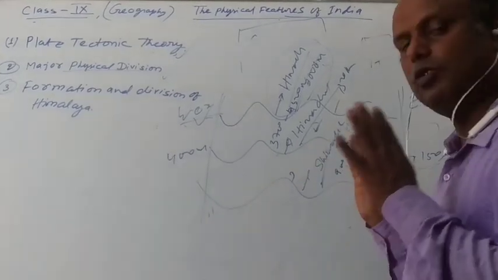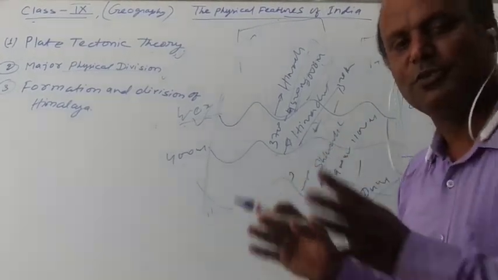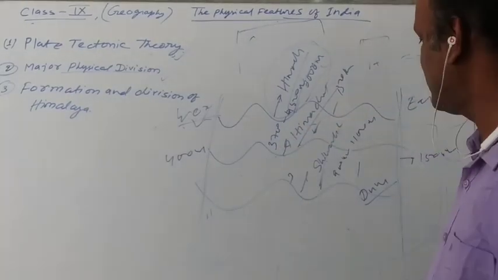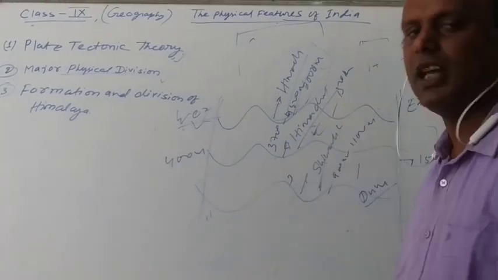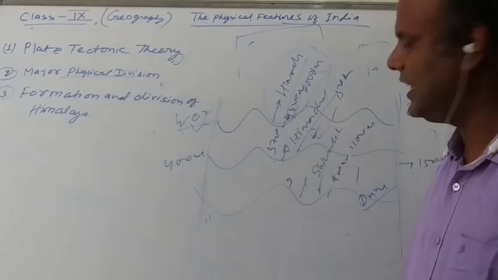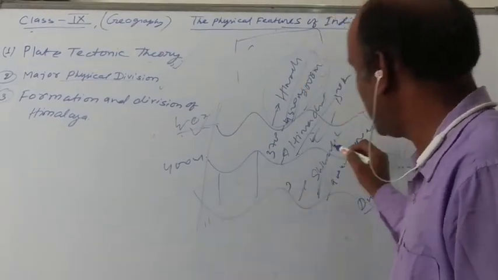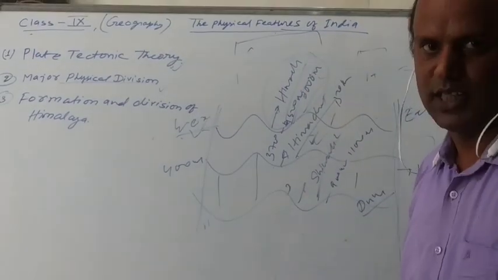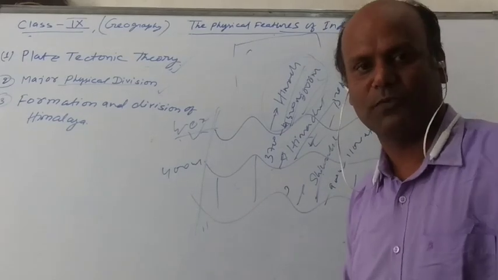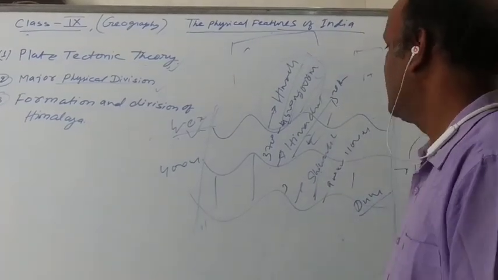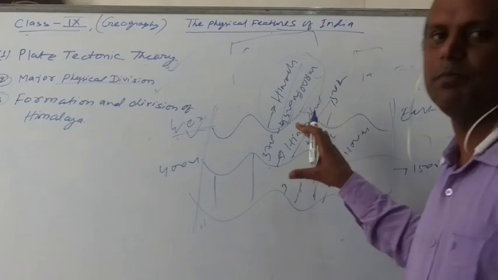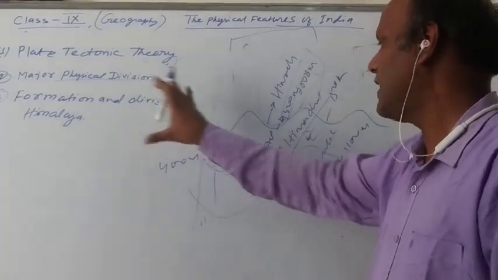Okay, we know their names: Dehradun, Patli Dun, Kotli Dun. These dunes are situated between Himachal and Shivalik, and it is a longitudinal valley. These are called longitudinal valleys, known as dunes, and these dunes are very famous today. Okay, so these are the three parallel mountain ranges which generally spread from west to east.